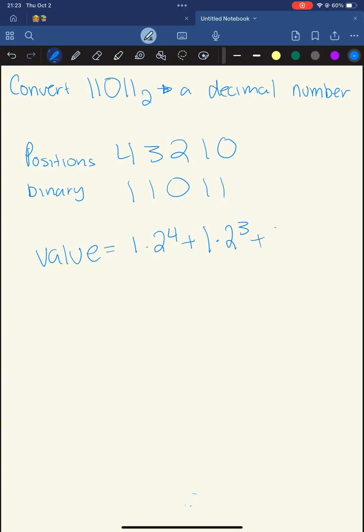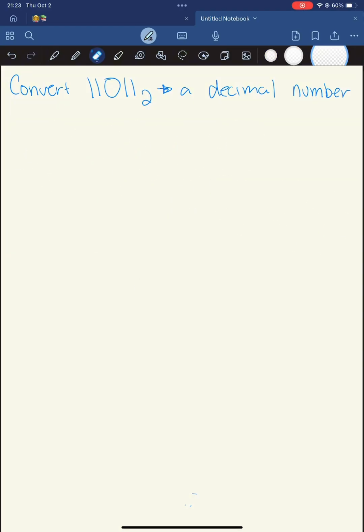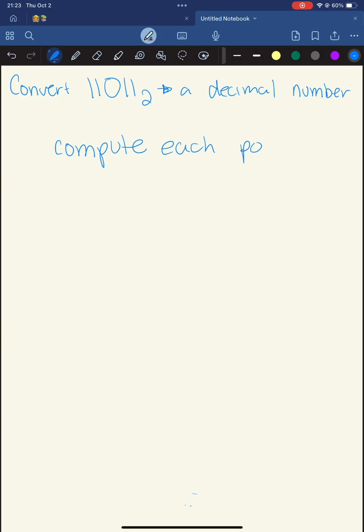So we have 1 times 2 to the 4th power plus 1 times 2 to the 3rd power plus 0 times 2 to the 2nd power, and then we're going to add 1 times 2 to the 1st power plus 1 times 2 to the 0 power. So I'm going to erase this real quick, and then what we're wondering is, what are those powers of 2?